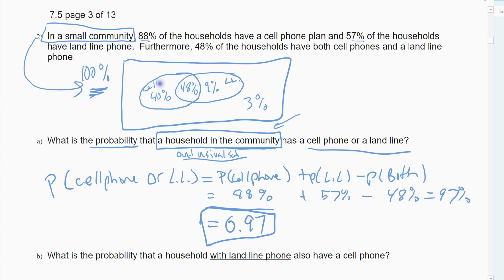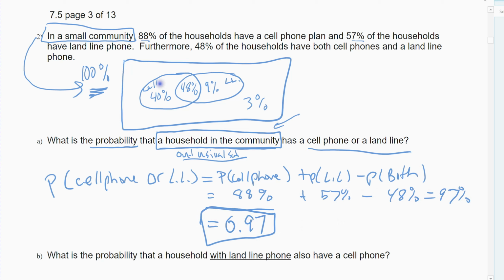Well, it would be the probability that they have a cell phone and a landline divided by the probability they have a landline, because we're given that we're in this circle, right? This circle is given to me. I'm inside the landline circle. And so I already narrowed it down. I'm not looking at 100% of the households anymore. I'm only looking at the 57%, right, the circle, that have a landline.